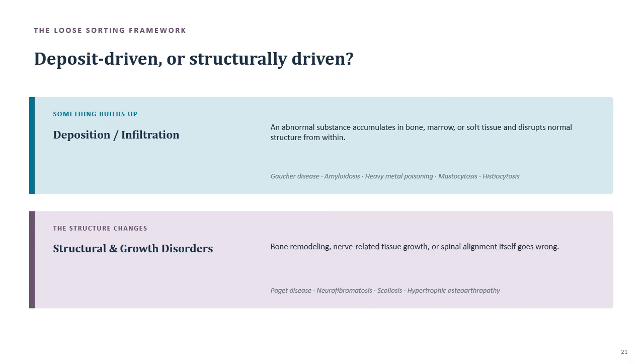So the first pattern that we're going to look at here, we have some sort of abnormal substance that's collecting, typically around the bone, in the bone, or in the bone marrow. And there's a few examples here. The first one is amyloid. With amyloid, we have an abnormal protein that's building up in the patient's tissues. One of the conditions is called amyloidosis.